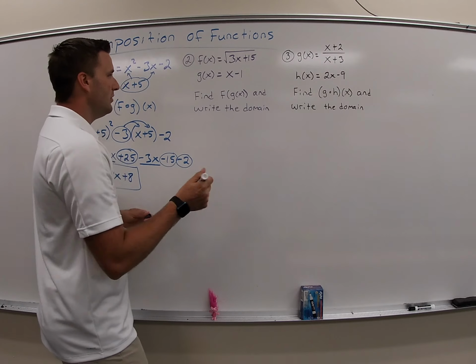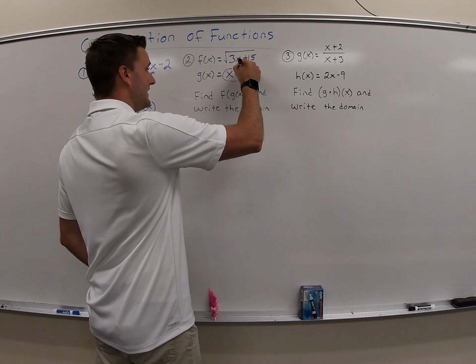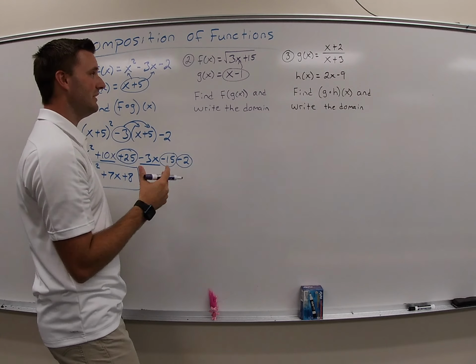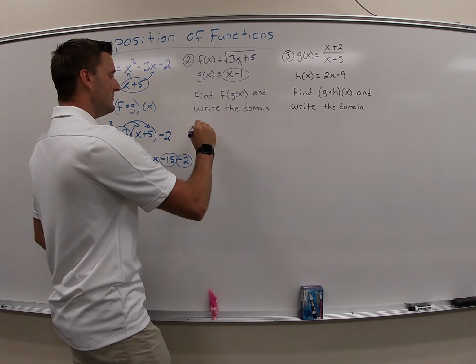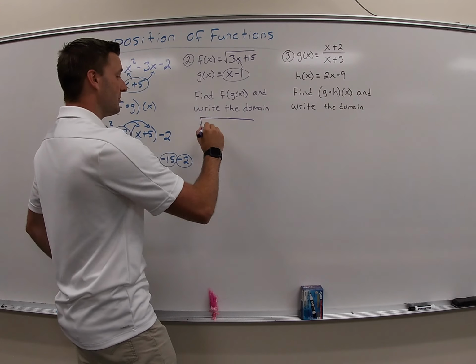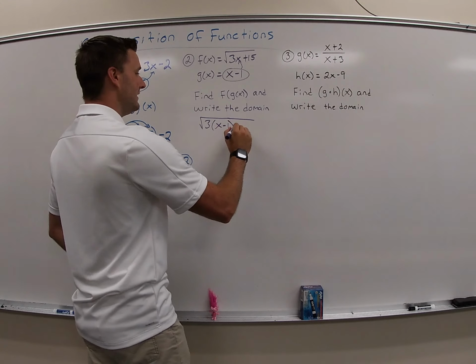So let's go ahead and compose. So f of g of x. So everywhere in my input, my innermost function, g of x, I'm going to replace x minus 1 with x everywhere I have an f of x. So instead of the square root of 3x plus 15, I really have the square root of 3 times g of x, which is x minus 1, plus 15.